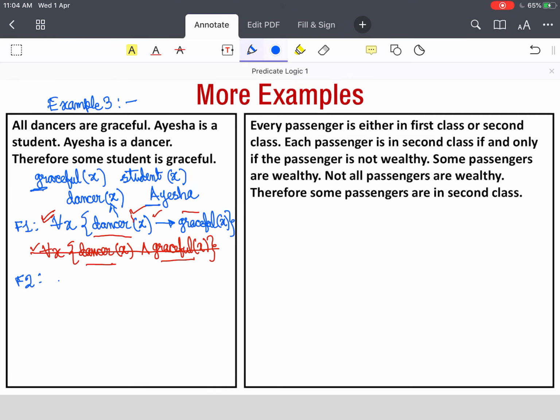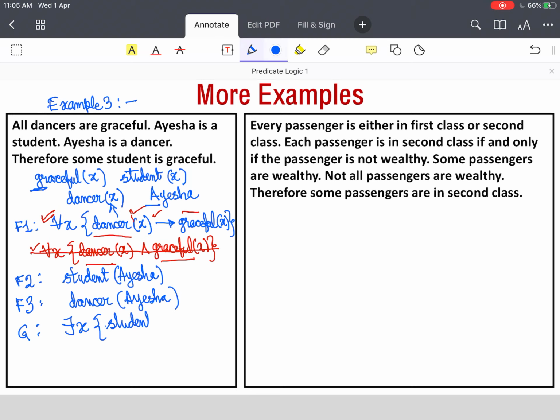The second sentence, F2, Ayesha is a student. So we write student Ayesha. F3, we write Ayesha is a dancer. So we write dancer Ayesha. Therefore, some student is graceful. So how do we write this? There exists a X such that X is a student and X is graceful.